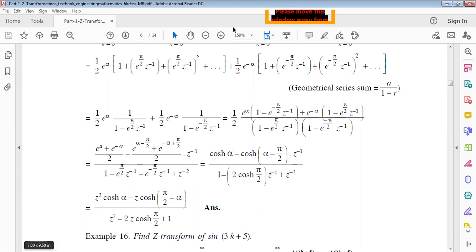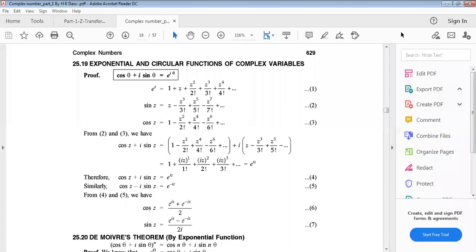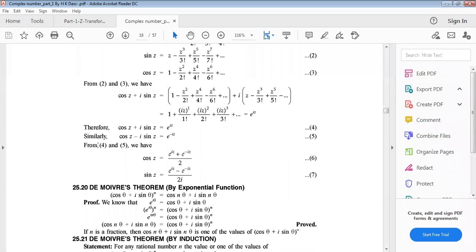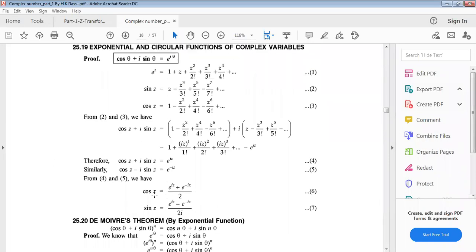This is the actual result, the complex form relation between circular function and exponential function. Cos z can be written as e to the power iz plus e to the power minus iz divided by 2, right? And sin z equals e to the power iz minus e to the power minus iz divided by twice i. This formula you have to use, and also in hyperbolic functions.